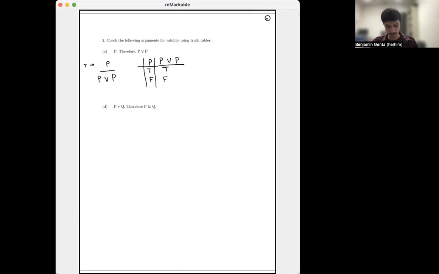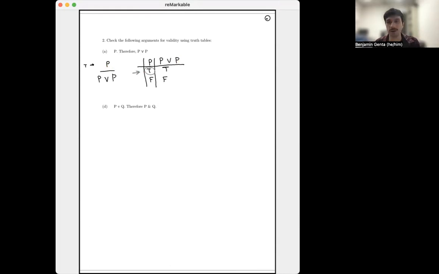Okay, so now at the truth table, we have to look at where the premises are true, because that's how we're going to evaluate validity. We have to assume that the premises are true, and then we see, are there cases where the premises are true, but the conclusion is false? And the premise here is P, and it's true, so maybe I can use a different color. So this is the only case we care about.